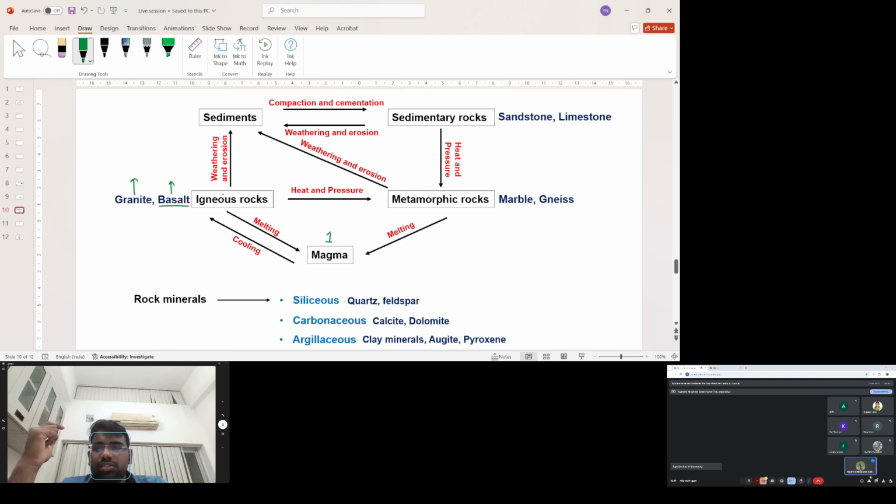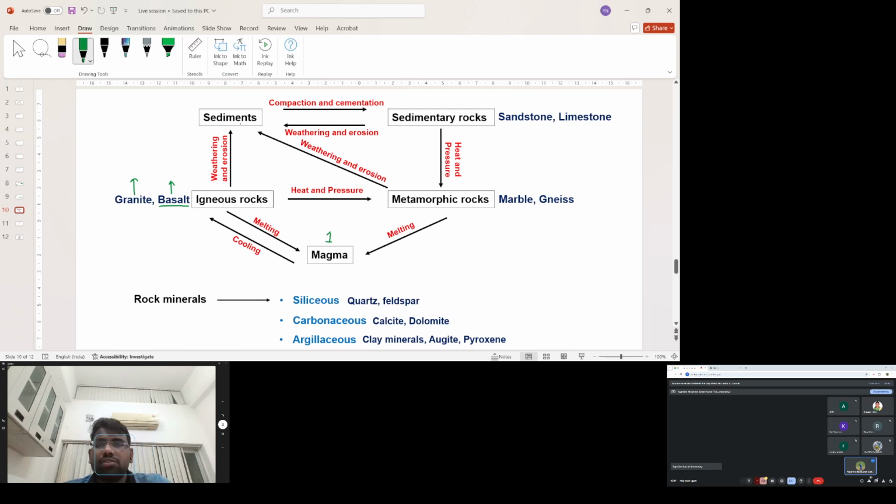All right. So this will lead to the cooling of magma, which will lead to igneous rocks. Now what happens is that due to several weathering agents and transporting agents, these igneous rocks over a very long period of time will be broken down and get transported to other places and get deposited as sediments.